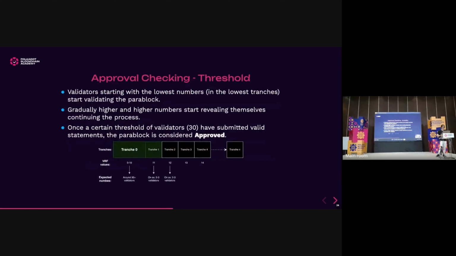Is there a possibility that a single validator could be in the same tranche for more than one parablock? So for example, at the 100th millisecond, as a validator, I'm going to be approval checking for this parablock and this parablock at the same time?